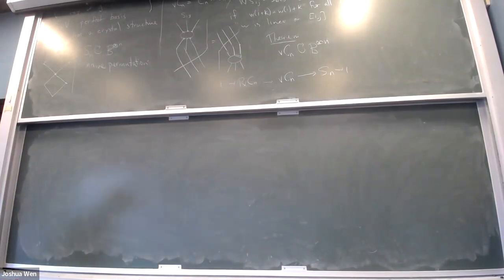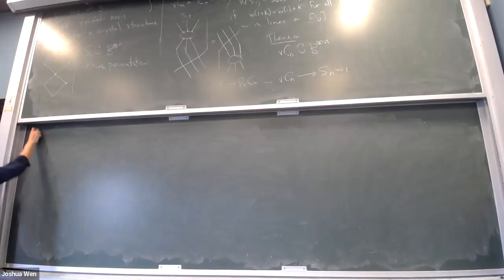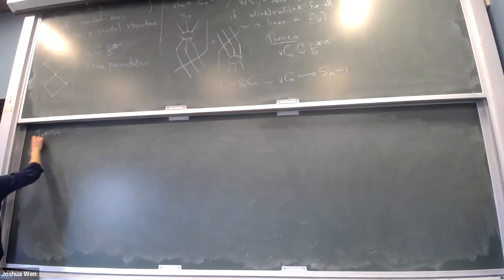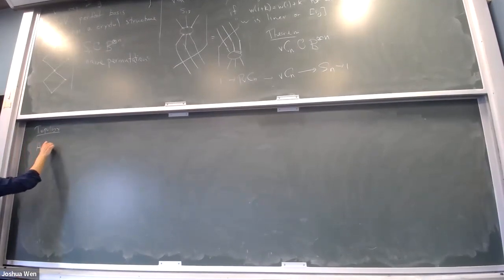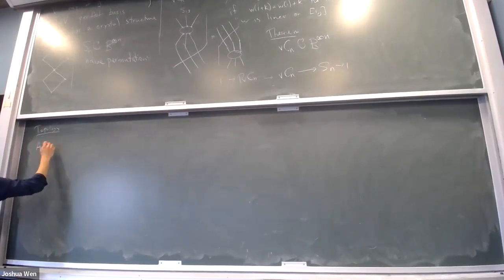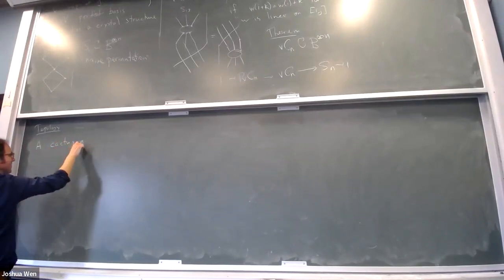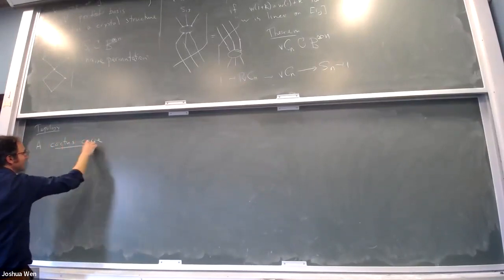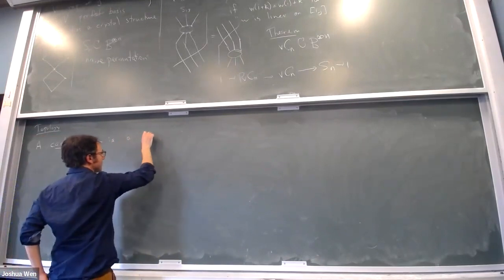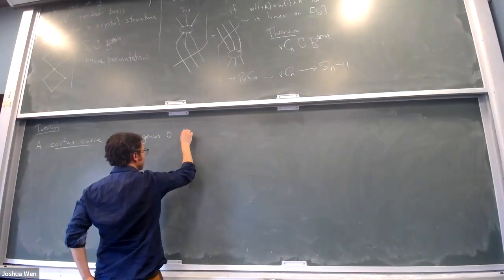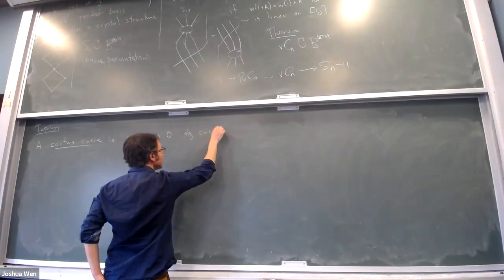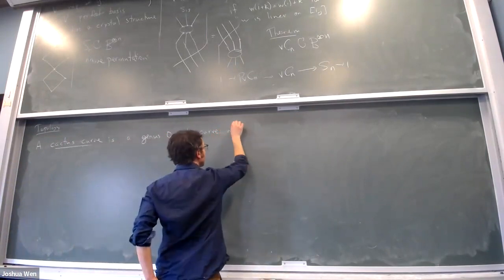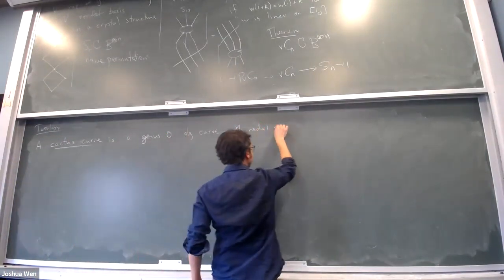Okay. So first, let's discuss how the cactus group occurs as a fundamental group. For that, we need some concepts from algebraic geometry. I'll call it a cactus curve, just the name I just remembered. This is a genus 0 algebraic curve with sort of similarities.